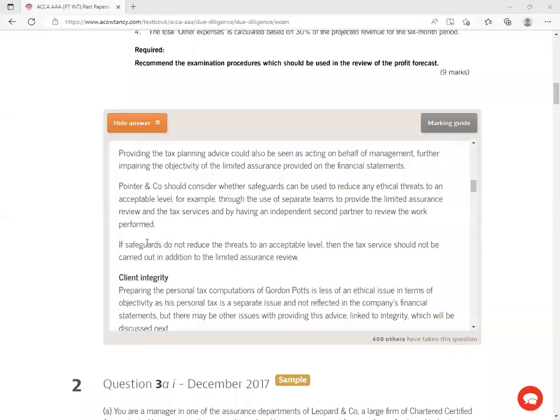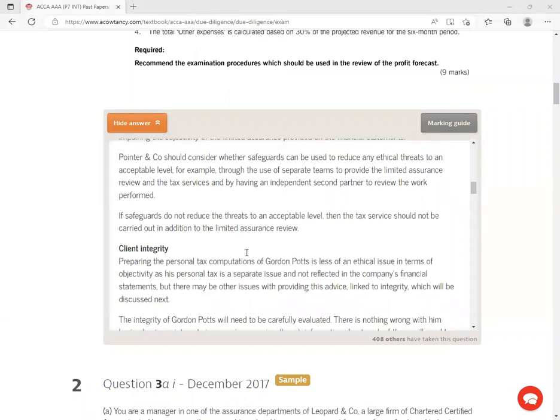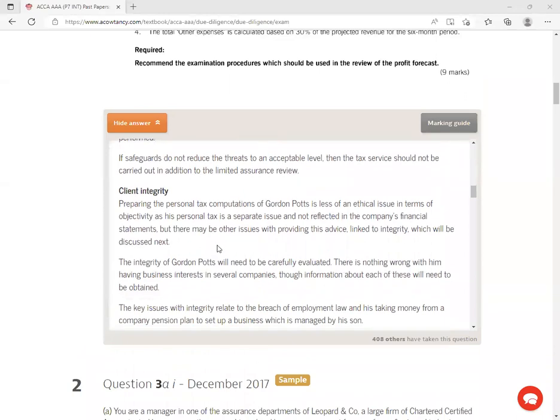So we are told that if safeguards do not reduce the threats to an acceptable level, then the tax service should not be carried out for the limited assurance review client. Integrity: preparing the personal tax computations of Golden Reports is less of an ethical issue in terms of objectivity, as his personal tax is a separate issue and not reflected in the company's financial statements. But there may be other issues with providing this advice linked to integrity, which will be discussed later.